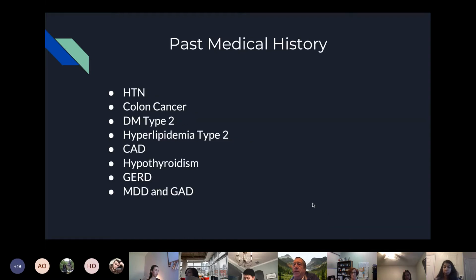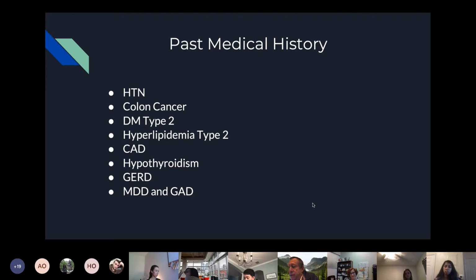Also, her past medical history, I think for her age, is very representative, if not better than a lot of people at her age. She had hypertension. She had a history of colon CA. She has diabetes type 2. She has hyperlipidemia type 2. Just to remind you that it's familial hypercholesterolemia, and her increase was in LDLs.